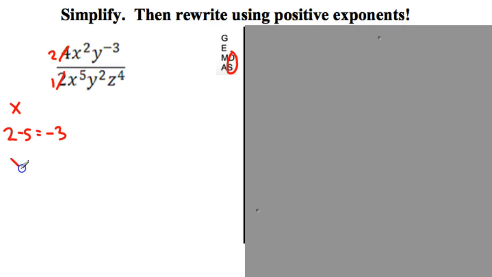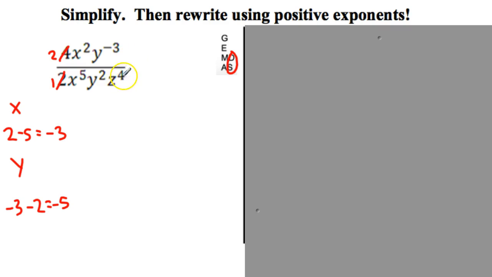Now let me check out the y's. So this is y to the negative 3rd, and then divided by y squared. So we've got negative 3 on the top, minus 2. Careful with the signs. Negative 3 minus 2 is going to be negative 5. So be wary of your exponent signs. If it's negative, it's positive.